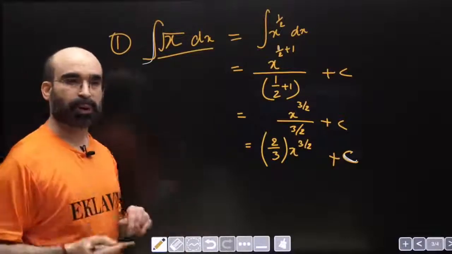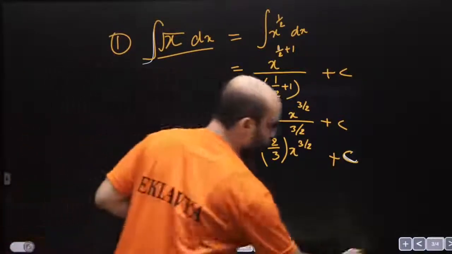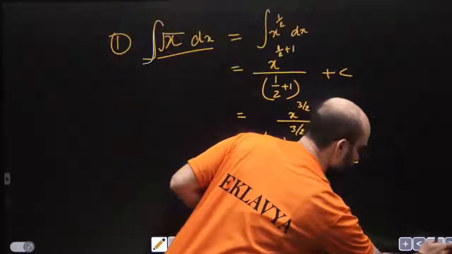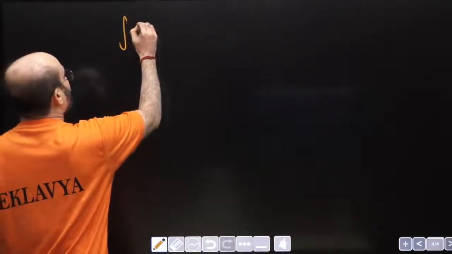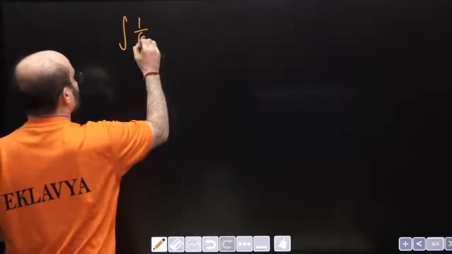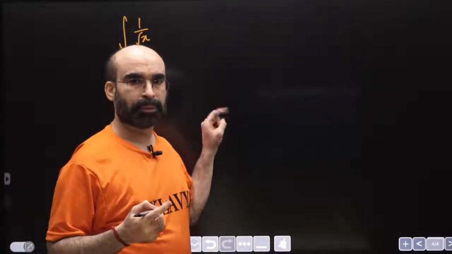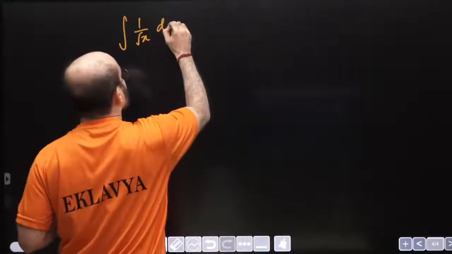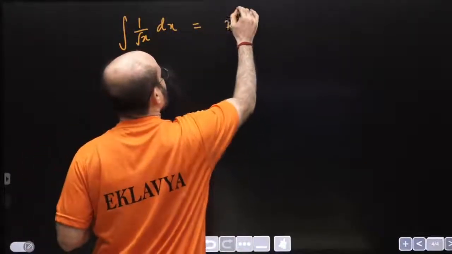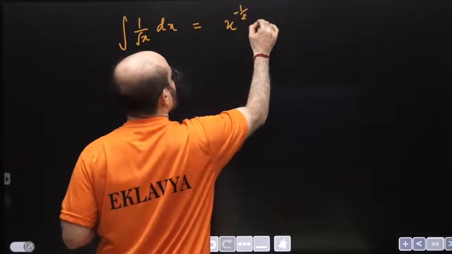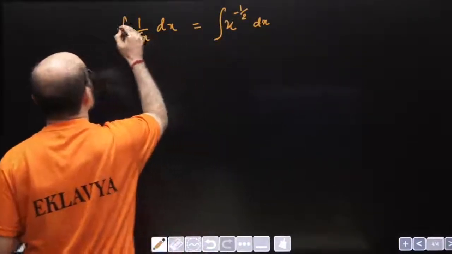Now, let us do another question. 1 by x raised to power half, right? This dx. What you will get? X raised to power minus half, right? Into dx. Just do it.